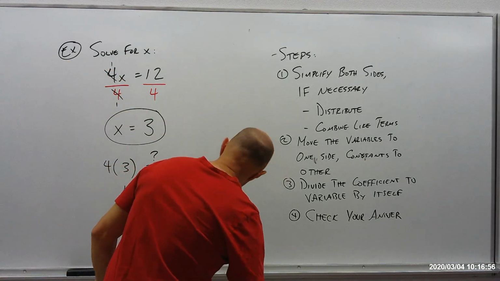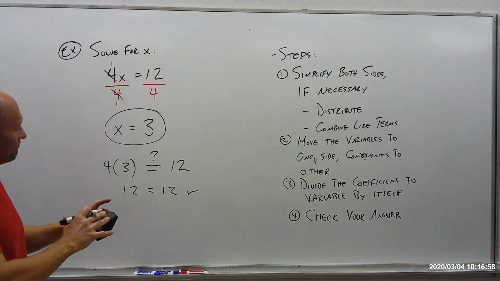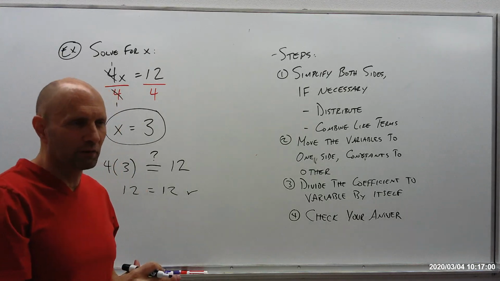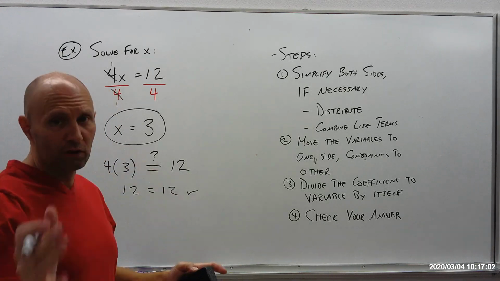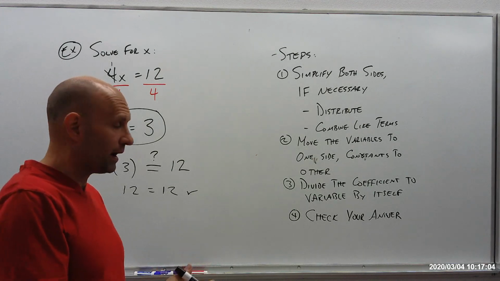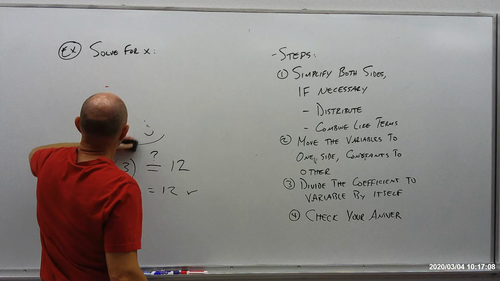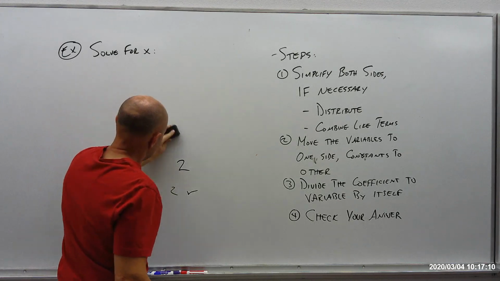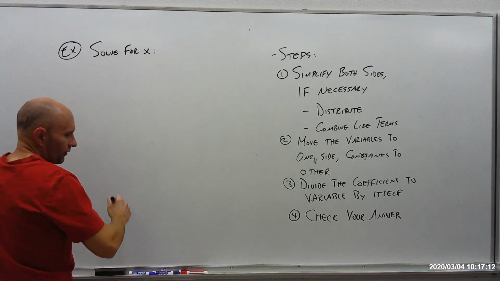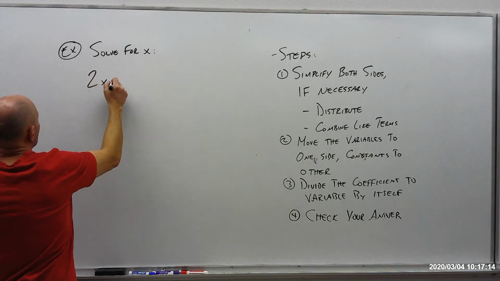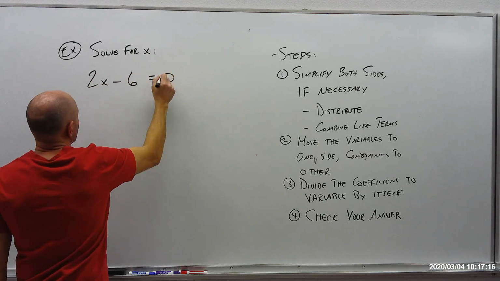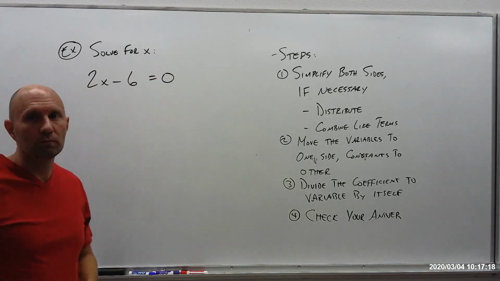All right, number 2. And again, if something you got stopped along the way doesn't make sense, go ahead and hit pause, go ahead and hit rewind. Otherwise, we'll move on to the next problem here. So again, this one is solve for x. And we have 2x minus 6 is equal to 0.